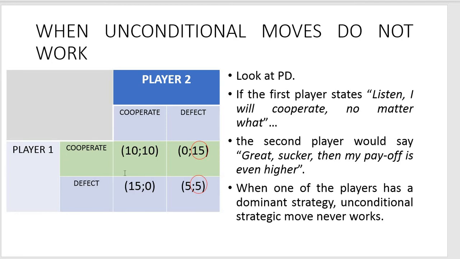The second player will just say, great, because if you decide to cooperate, I will just get 15 instead of 5. So for the second player, defection is always a dominant strategy. And even if player 1 decides to make an unconditional commitment to always cooperate, it's just for the good of the second player. It will not help to achieve the cooperative outcome. It will just increase the second player's payoff. So this is the idea. When one of the players has a dominant strategy, an unconditional strategic move is not likely to work.